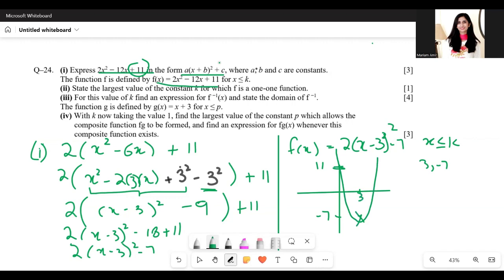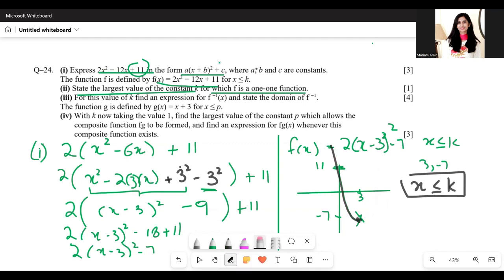Let's say this is the turning point. State the largest value of constant k for which f is a one-to-one function. Now, the domain is x less than or equal to k. So what should k be so that this becomes a one-to-one function? Since x is less than or equal to k, we'll choose this side. If we only consider the black part of the curve, now this is a one-to-one function. And the largest value that k can take is going to be k equals 3.